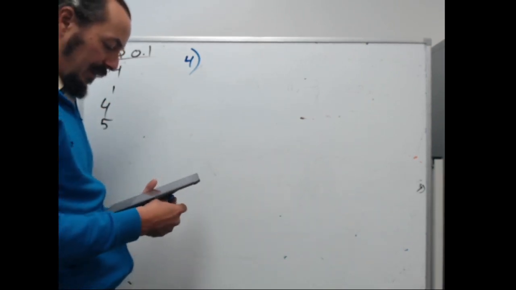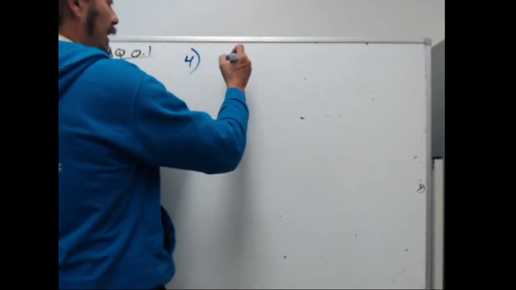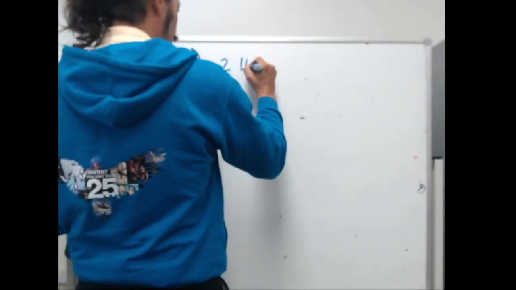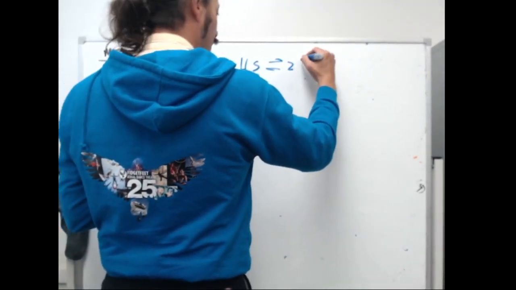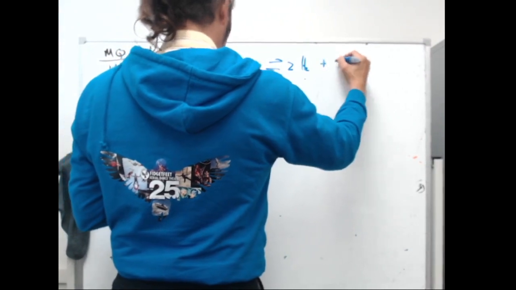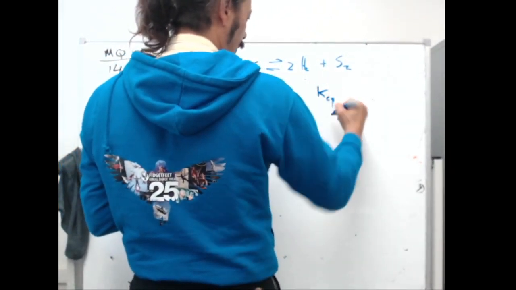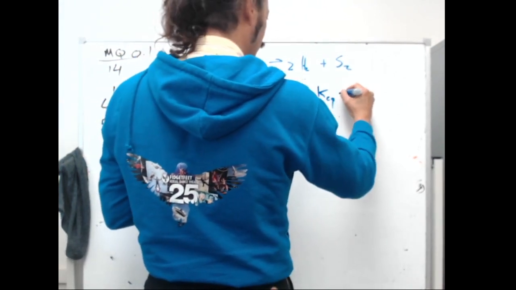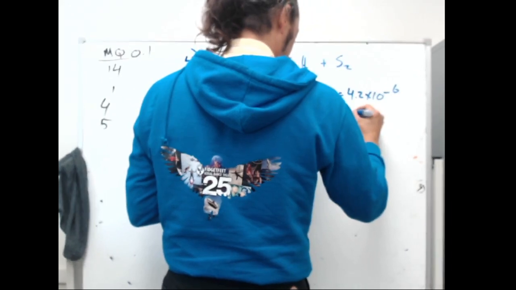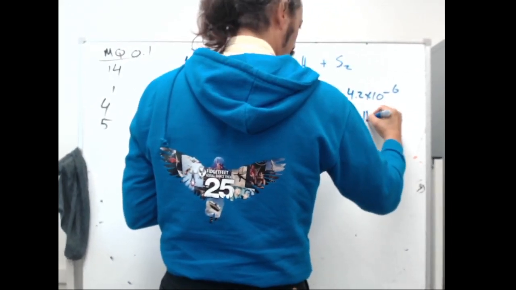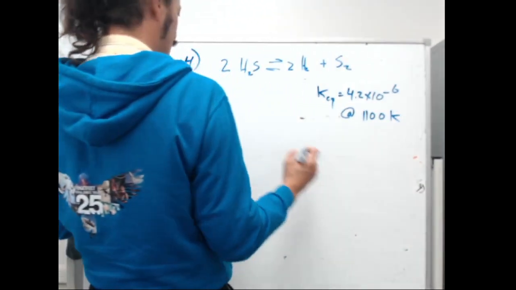The chemical reaction is important. It gives us this chemical reaction, 2H2S goes to 2H2 plus S2. It gives us a K value, I'll go ahead and put a subscript EQ there, of 4.2 times 10 to the minus 6 at 1,100 Kelvin.